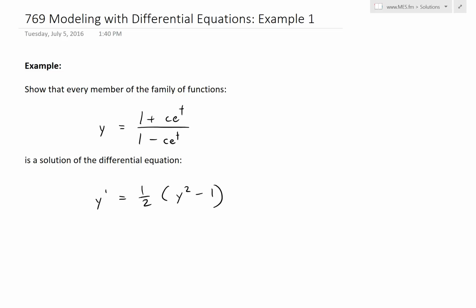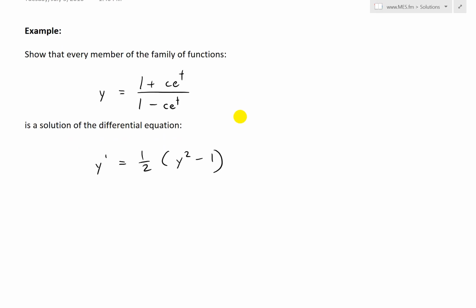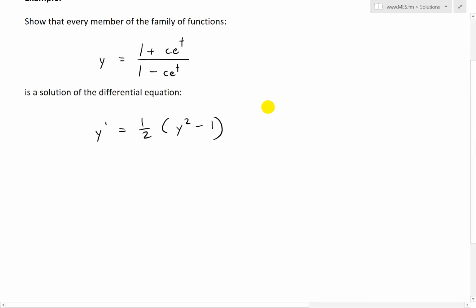Let's look further into it and look at example 1 of the example series. It states: show that every member of the family of functions y equals (1 plus c times e to the power of t) all divided by (1 minus c times e to the t), where c is a constant, is a solution of the differential equation y prime equals 1/2 times (y squared minus 1).